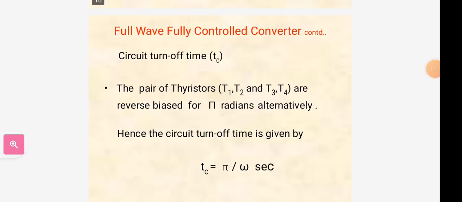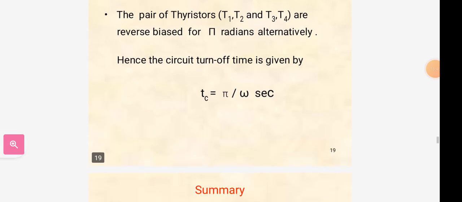So circuit turn off time Tc: the pair of thyristors T1, T2 and T3, T4 are reverse biased for pi radians alternately. Hence the circuit turn off time is given by Tc is equal to pi by omega. This is the circuit turn off time. The remaining time the circuit will be in the on position.